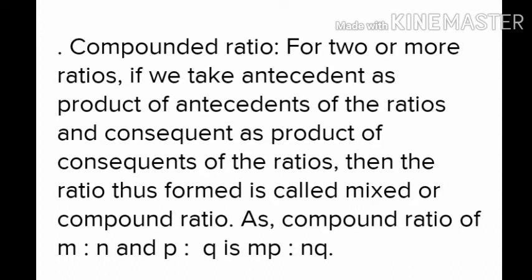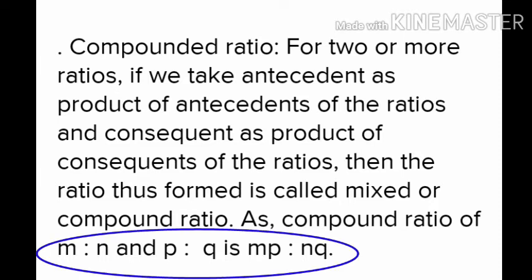Next topic, compound ratio. For two or more ratios, if we take the antecedent as the product of the antecedents of the ratios and the consequent as the product of the consequents of the ratios, then the ratio thus formed is called a mixed or compound ratio. For example, the compound ratio of m:n and p:q is the product of antecedents, that means m into p, mp, is to the product of consequents, n into q, nq.